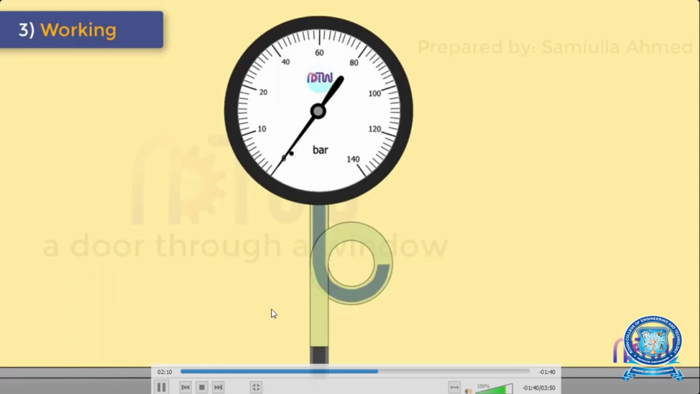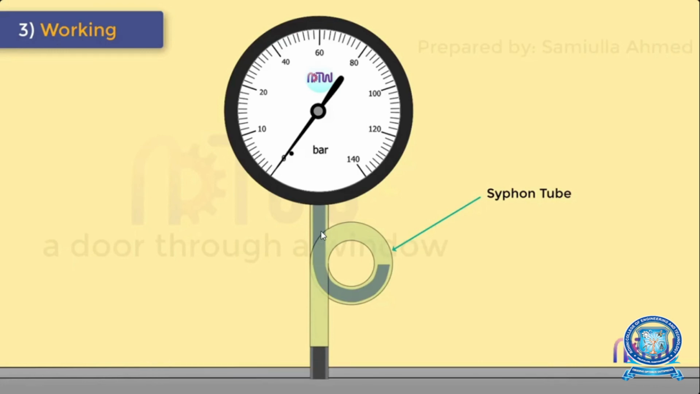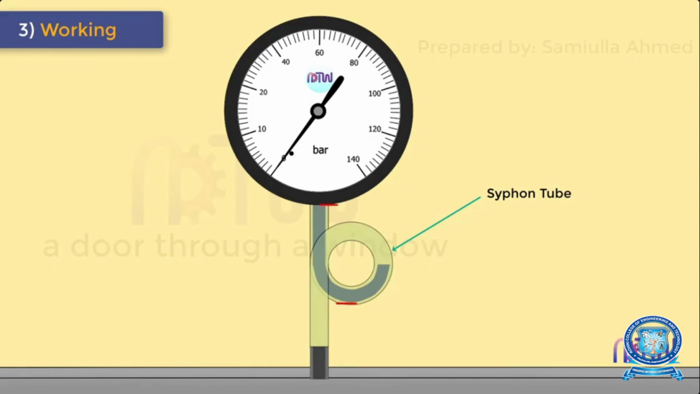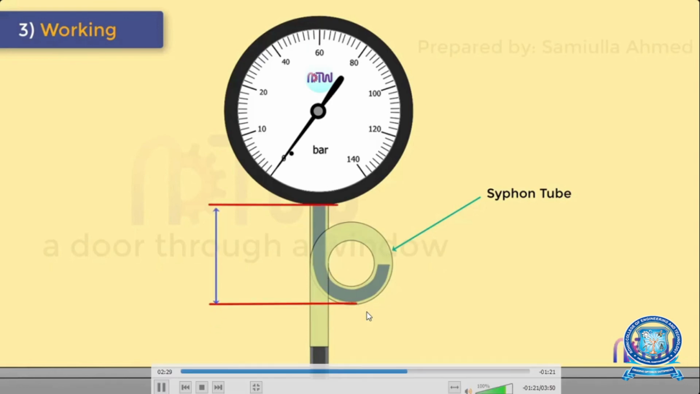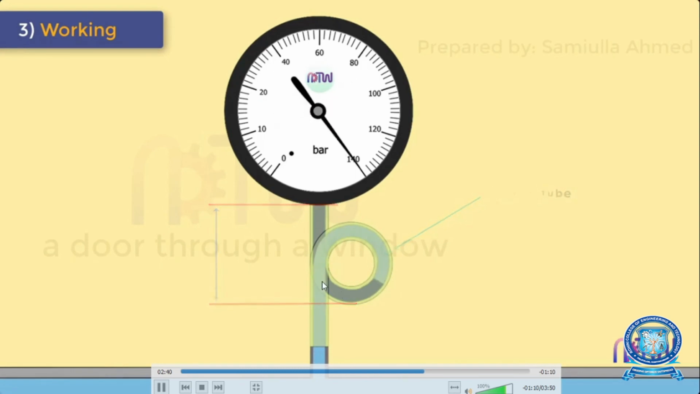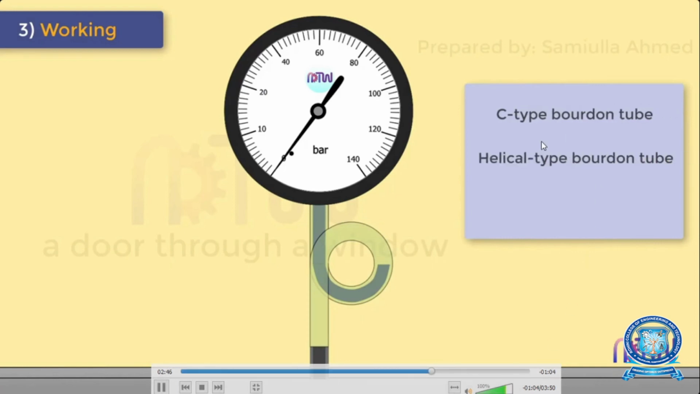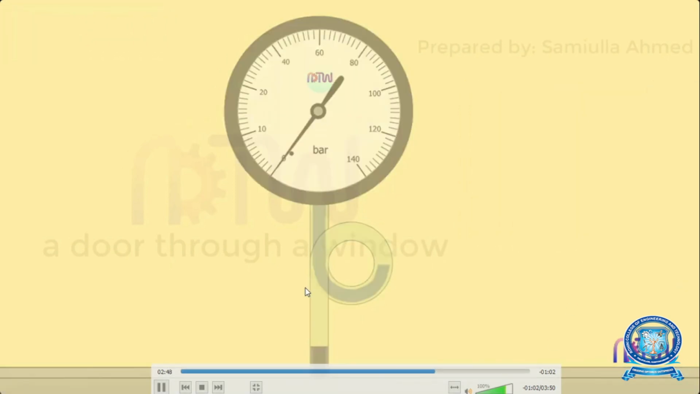So it can vary when there's a siphon tube. When the fluid moves inside the siphon tube, it flows through the entire siphon tube upwards. So here we can find out the fluid distance with the help of this. Here we can see the fluid which moves inside. Here the pressure changes. So C-type Bourdon tube, helical type Bourdon tube and spiral type Bourdon tubes are there.